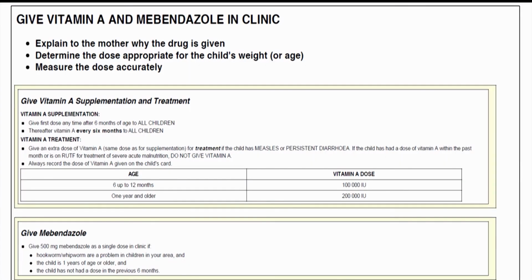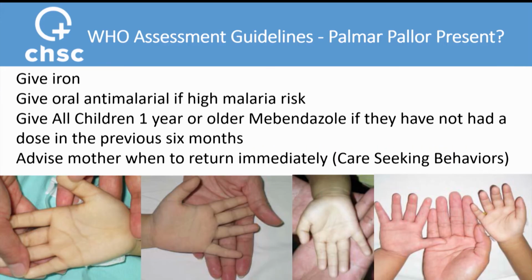So the standards are easy to take away. It's just a matter of looking and seeing what it's really going to take to do this. Also, the vitamin A and mebendazole guidelines are outlined in here. They've created this in a real easy way to follow.